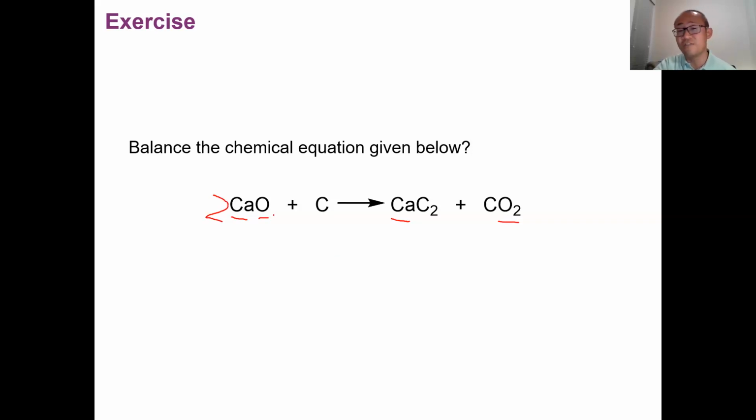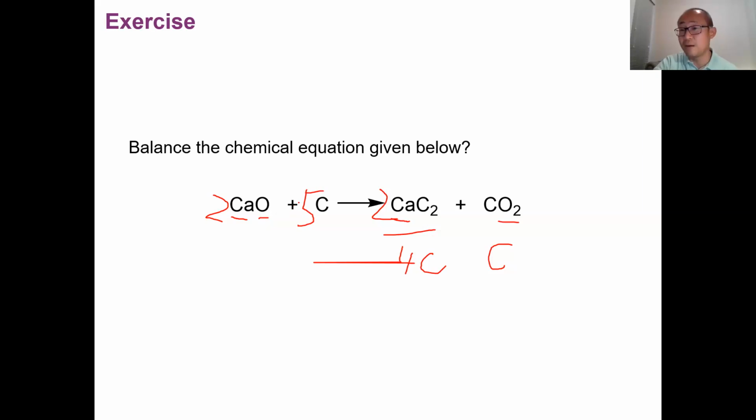After I put 2 in front of calcium oxide, the oxygen is balanced, but the calcium on the right is no longer balanced. So I need to put another 2 in front of that calcium to make sure calcium remains balanced. Now I know calcium and oxygen are balanced. The only thing that's not balanced is the carbon. So I count how many carbons are on the right side of the arrow. 2 times 2, there are 4 carbons here, and also 1 carbon here. So I have a total of 5 carbons on the right. All I need is to balance with a number 5 in front of carbon.